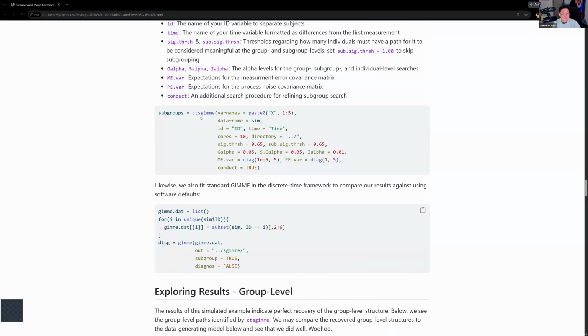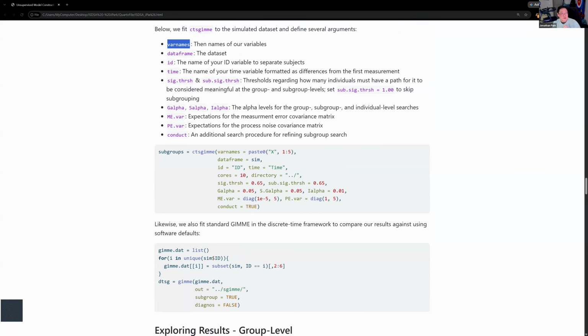So this is the way that we want our data to look when we're fitting continuous time GIMME. You will have to specify the names of your variables, the data set that you have, your ID variable, your time variable. These two arguments, sig thresh and sub sig thresh, are going to be the thresholds by which we add parameters. So this is basically saying how many people need to have this path for us to add it to everyone in the total sample or in the subgroup. The group, subgroup, and individual alpha arguments are the alpha levels for adding paths at the group level, at the subgroup level, and at the individual level.